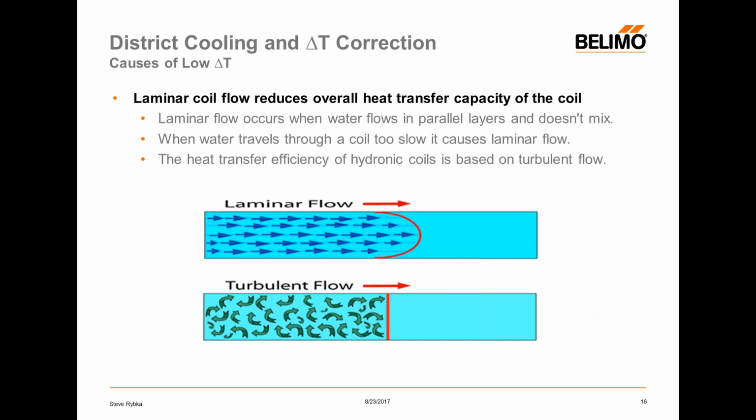Another common cause of low delta T is laminar flow. So laminar flow is going to occur when water starts to flow in parallel layers. It doesn't mix. It's not turbulent. It doesn't clash against the walls of the tubing and the coil, and it does not give us our optimal heat transfer. Hydronic coils really are designed for turbulent flow, and if we get to velocities at or about 1 foot per second or lower, we tend to get this laminar flow condition where, again, the molecules line up and the cold water molecules in the middle of the pipe don't have the opportunity to clash against the wall of the pipe to create good heat transfer.